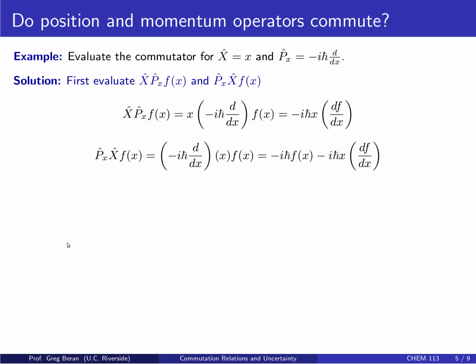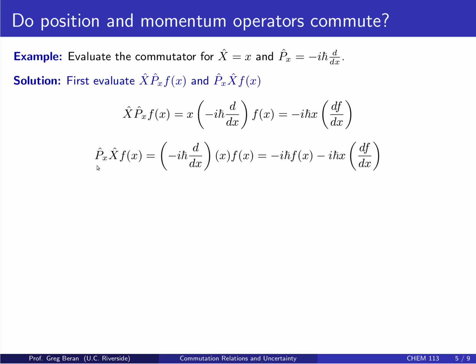Alright, so just like before, we're going to start off looking at how xp acting on f and how px acting on f look. So in the first case, xp acting on f, these expressions are actually almost identical to the ones we did in the last example. The only difference is now we're multiplying the derivative by minus i h-bar. So for xp, we get x times the p operator times f, multiply all that through, and we get minus i h-bar x df/dx.